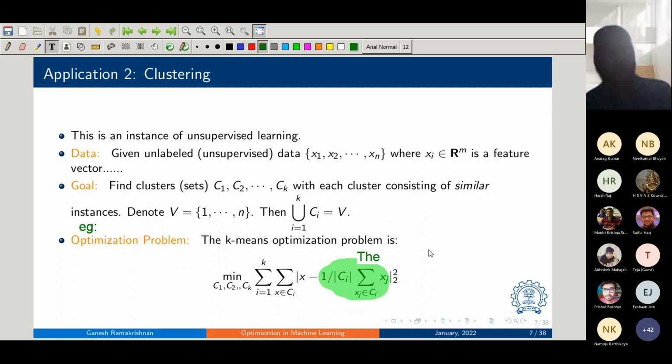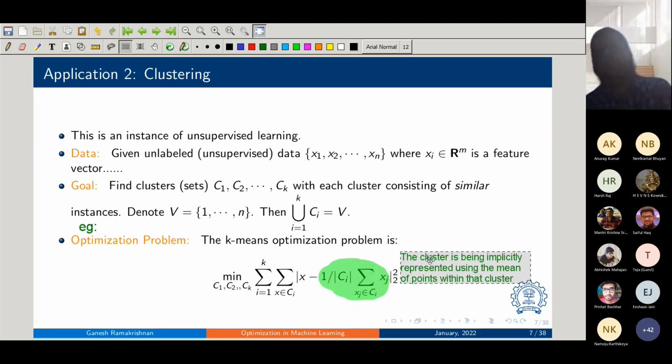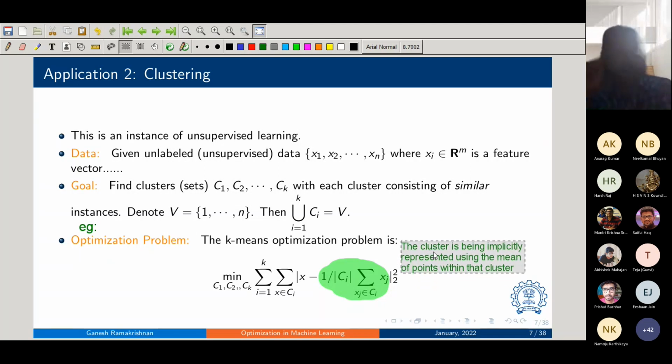What you have done is the cluster is being implicitly represented using the mean of points within that cluster. So actually speaking, this is already making an assumption that the mean is a good representation of the cluster, right? So if you were to write down the original objective function, it will be a lot more elaborate. This is basically a simplification of the following problem. Let me write down the more elaborate problem.